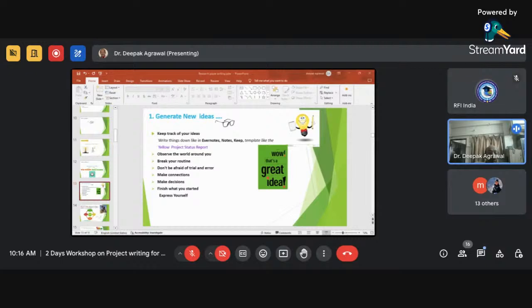We are very used to the mobile, so various apps are available. You can simply put that idea over there, jot it down. You can just write that idea and WhatsApp it to yourself. So it will be available whenever you go into deep thinking. There are various tools available, like Evernote, Google Keep, templates like the Yellow Project, status reports, etc., where you can note down ideas. The next step for the generation of the idea may be related to the world around you.